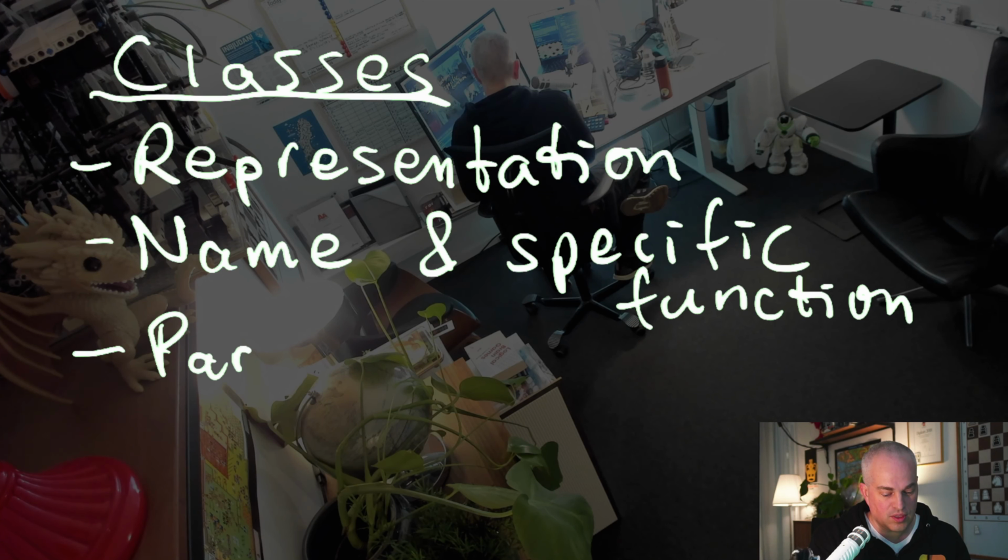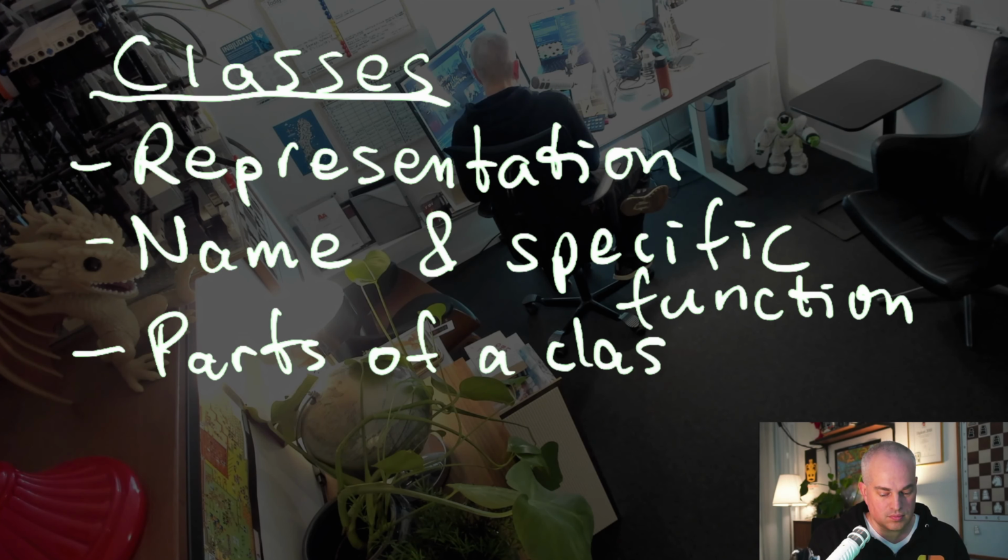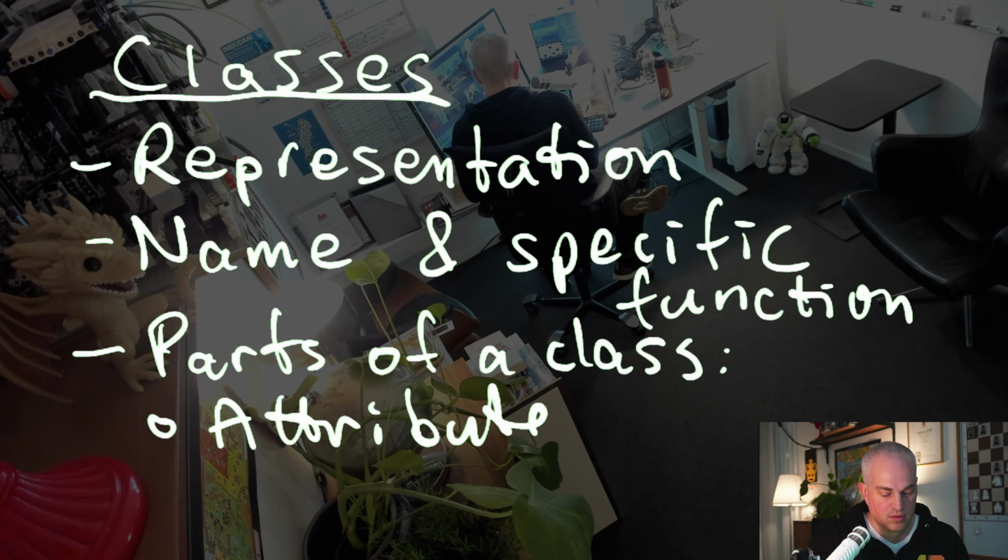So, parts of a class, we can say. The main parts would be attributes or variables. A class can hold a string, can hold a boolean, can hold any other class, any other type. Those are attributes that are connected to the class. In our case, we're going to have a character, and the attribute we use is color.